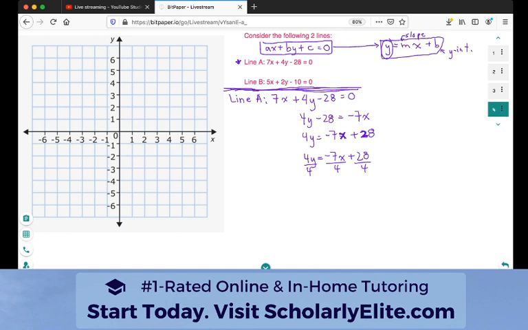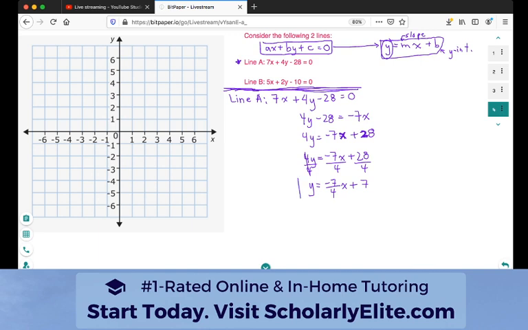Alrighty, so let's go ahead. 4 divided by 4 is 1, so that's going to cancel. And we're left with what we want, which is just y by itself. And what are we going to have here? Well, we have negative 7 over 4, which if I was to divide it, gives us some crazy decimal, and I don't want that. So I'm just going to leave the fraction, which cannot be reduced in this case, by itself, and then I'm going to put that in front of x, because it's negative 7 over 4 times x. And then here, 28 over 4 is actually just going to become 7.